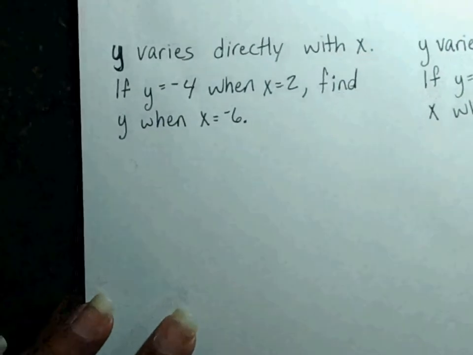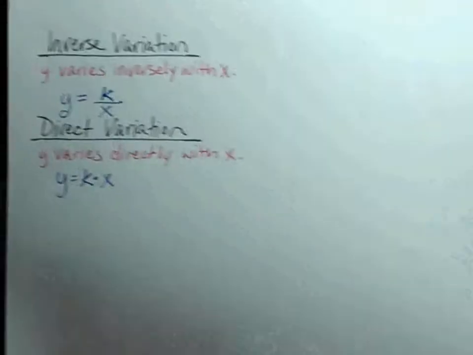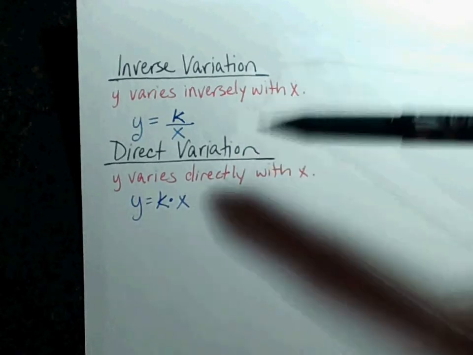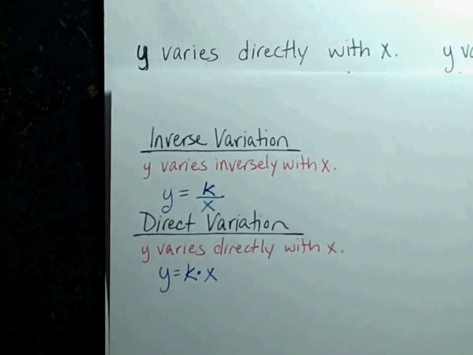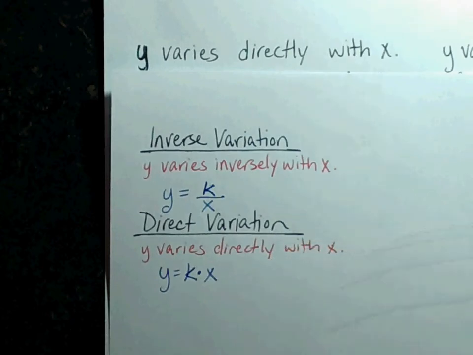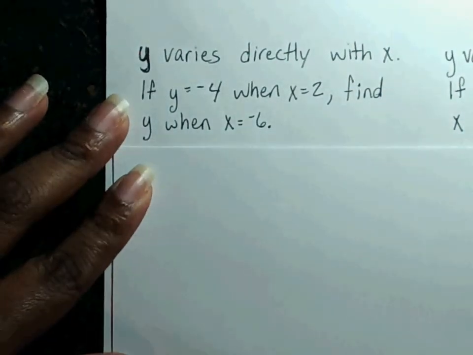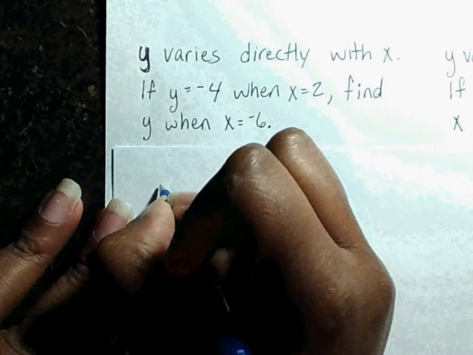Look here at this one. It says y varies directly with x. So if you look at the formulas that I told you about just a couple of seconds ago, which one do you think we're going to use? Again, it says y varies directly with x. You're going to use this formula. Whenever you have a word problem, you're always going to write the formula. The formula we're going to use is the direct variation formula.